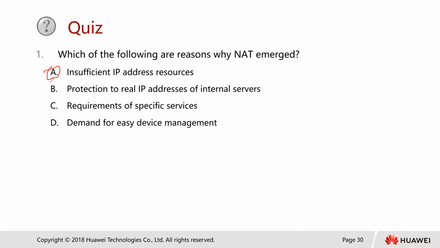Okay, the answers are A and B. One, they emerged because the IP addresses, we all know they're not sufficient, so we need to translate our private addresses into public. And of course, we also saw that one of the advantages is that it helps us to protect the real IP addresses of our internal servers. So people are unable to attack our internal servers directly because this address over our untrusted zone is going to be translated into another IP address. So the answer is A and B.